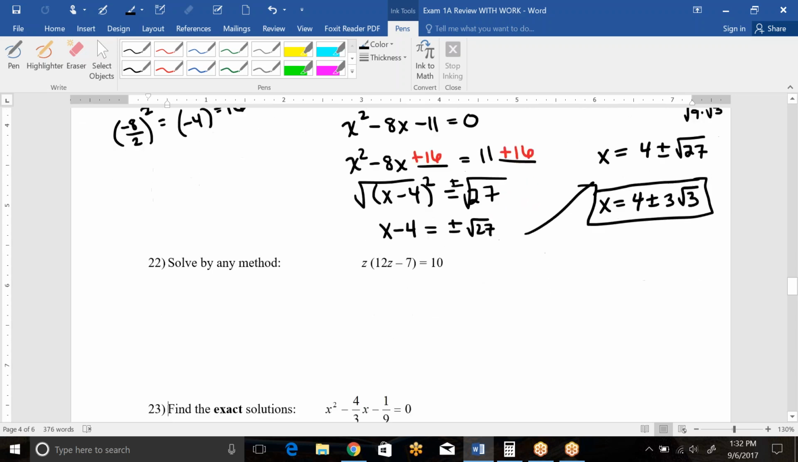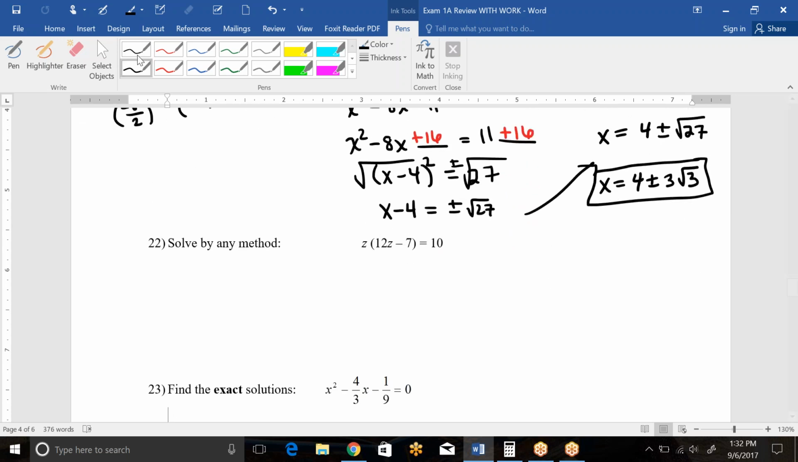Okay, for 22, it says we can solve this by any method. So first of all, you can't set these equal to 10. That is not what the property says. It says you set factors equal to 0. So we can't use that, but we can distribute this z and see what we get. So that would be 12z squared minus 7z. And then I'm actually going to move over the 10 as well. So negative 10 and then equals 0.